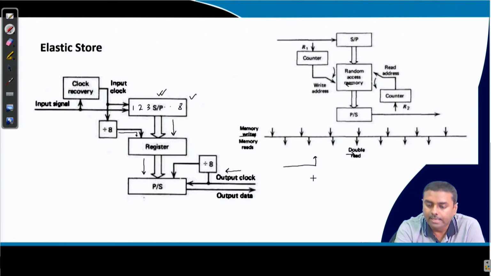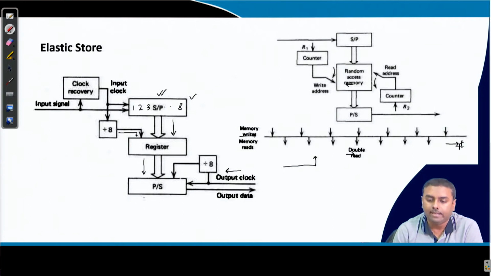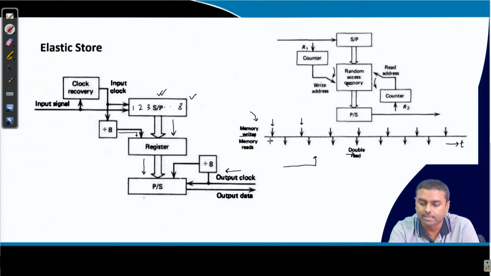Suppose this is my time frame. In time, let us say this is the data input. These are demarked as the byte boundary. At that byte boundary only, 8-bit data, or each byte, is being read to the register. This is the point where the first data has been read into the register. This is the point where the second data is put into the register, and so on. This is what is happening.